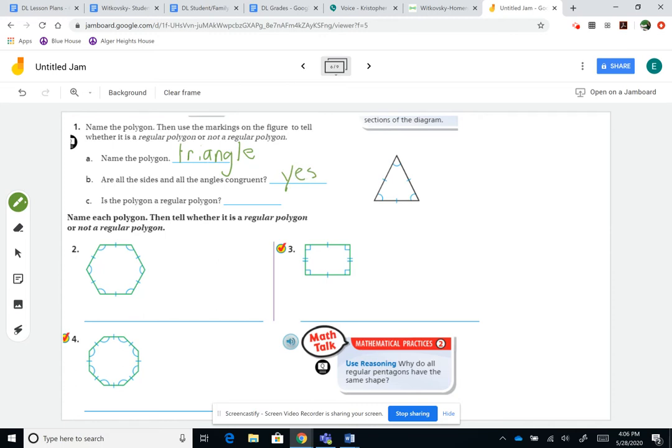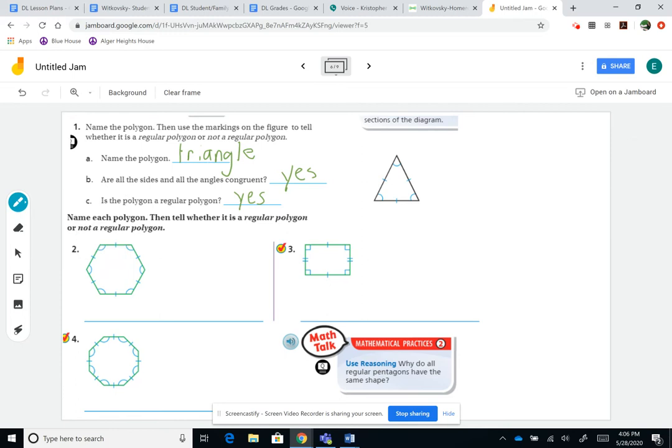And each side has one hash mark through it, which means they are all the same. So does this fit the requirements of a regular polygon? And the answer is yes. It is regular because each side is the same and each angle is the same. All right, let's carry on to the next one.